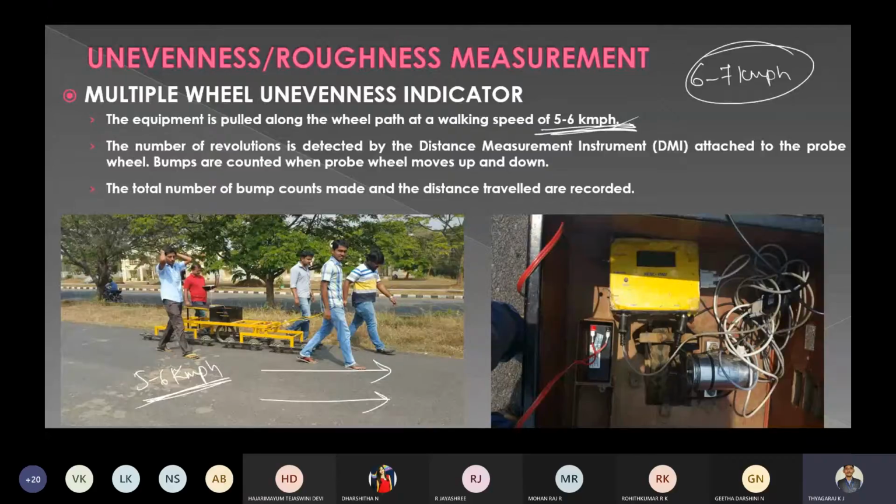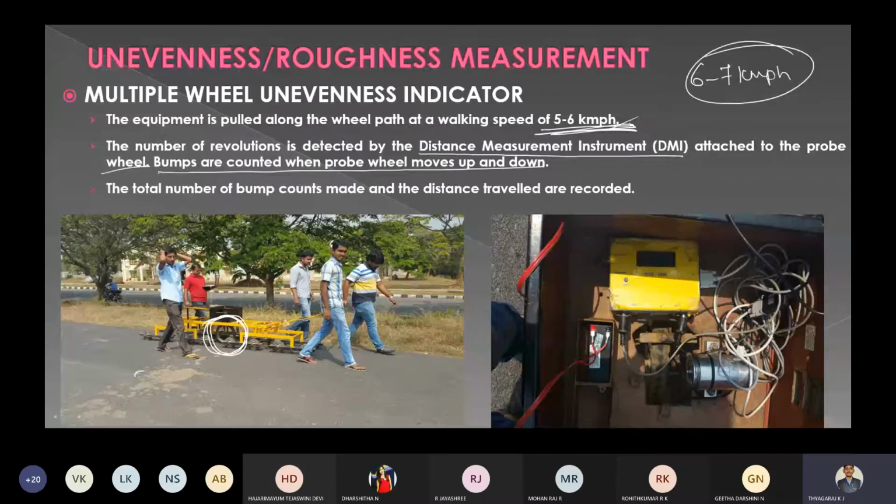Then the number of revolutions is detected by a distance measurement instrument called DMI attached to the probe wheel. Okay, this is the probe wheel. You can observe here at the bottom a cycle wheel will be provided. That wheel is called the probe wheel, and bumps are counted when the probe wheel moves up and down. There will be a sensor. I will show the diagram also, how it will work. So the wheel will be like this.